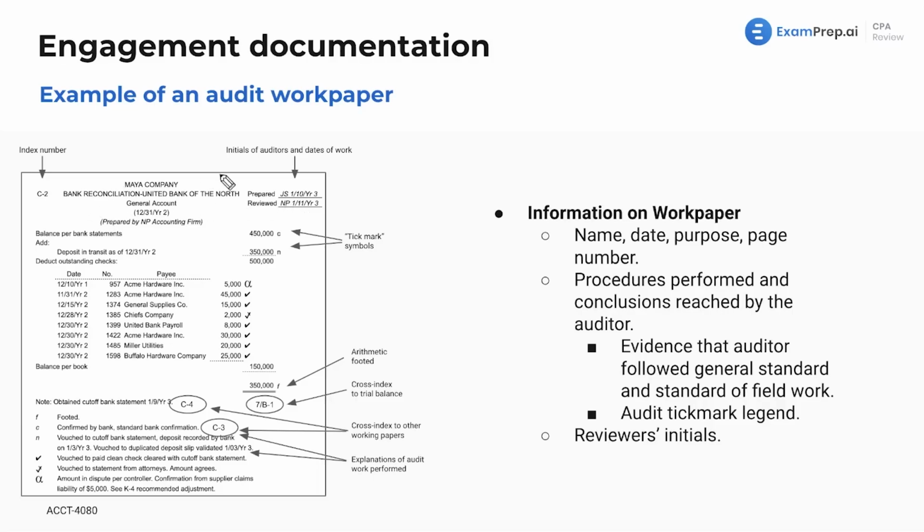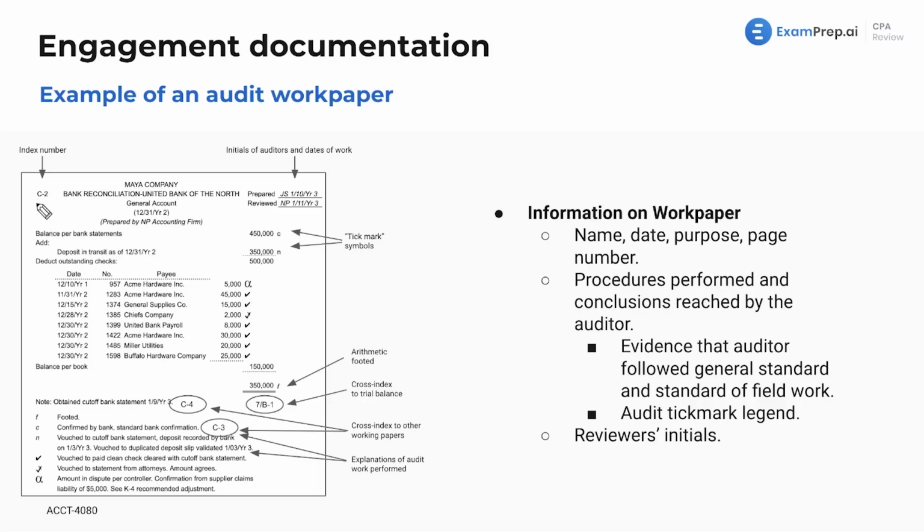All right, so this is telling us right away, for anyone picking it up, what are we looking at? So now we have a general idea of what we're looking at. The information on the work paper should be the name, date, purpose, page number. We'll see all of those procedures performed and conclusions reached, evidence, tick mark legend, initials. We're going to see all of that.